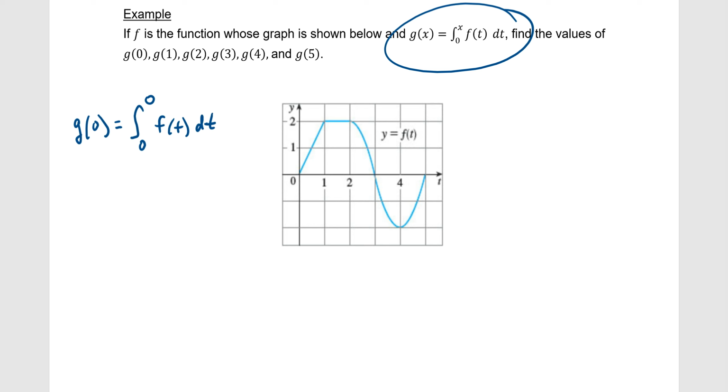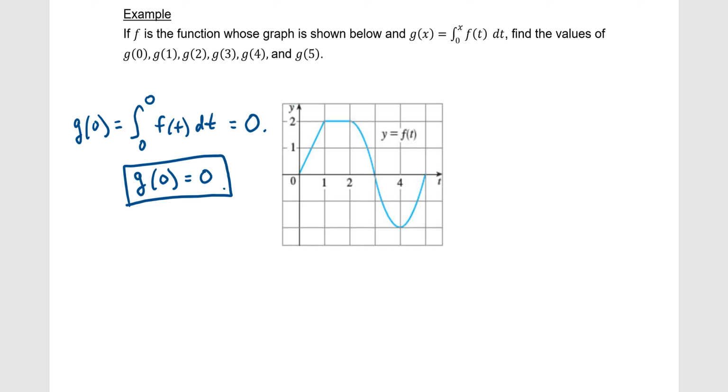For this one, this is actually the easiest one that we have, because if you remember, if the bounds are the same, 0 to 0, then the answer is always going to be 0. So nice and simple for that one, we get g of 0 equals 0. Let's think about what this actually means. We're finding the area underneath the curve from 0 to 0. Well, there's obviously no area there because the interval didn't move, so the area under the curve is 0.